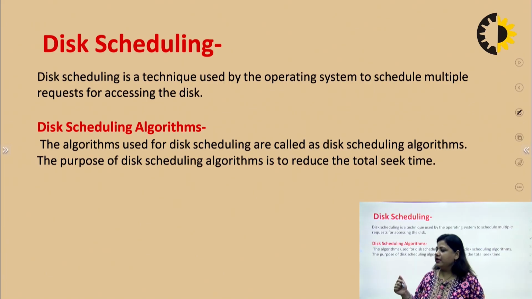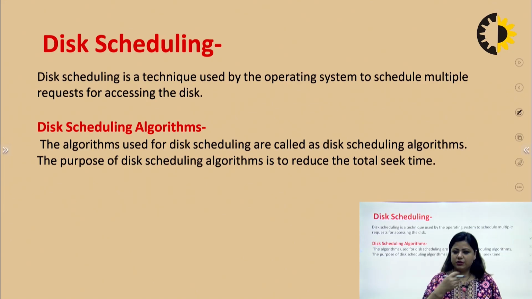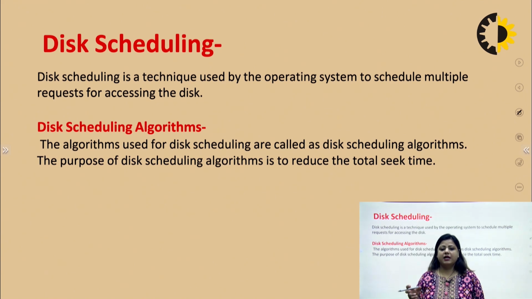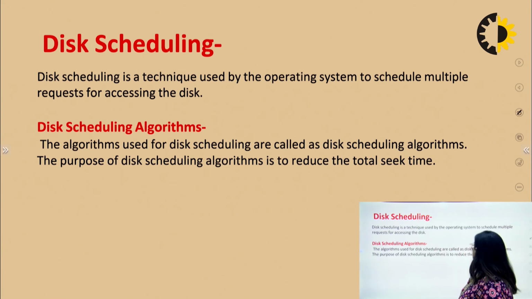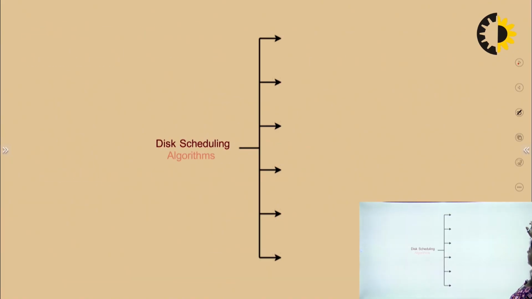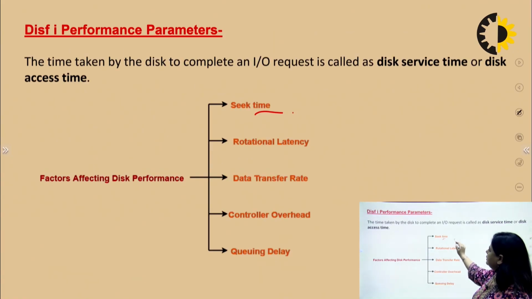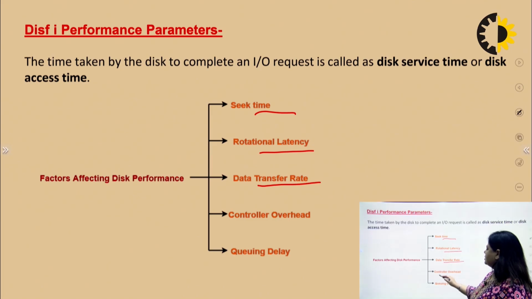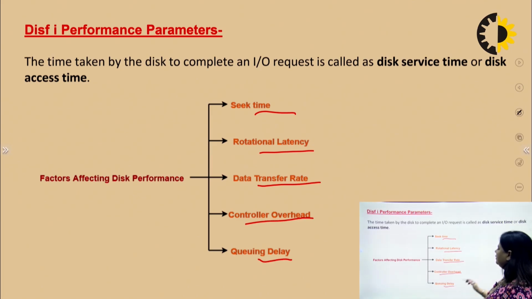Now next is rotational latency. What is rotational latency? Basically, it is the time spent waiting for the desired sector. These are some important terms: seek time, rotational latency, data transfer rate, controller overhead, and queuing delay.